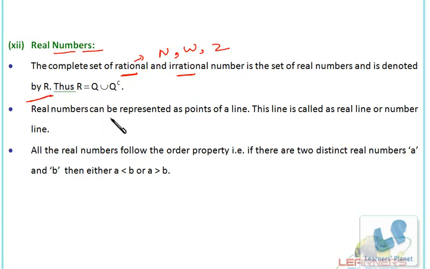Now real numbers can be represented as points on a line, and we call it a real line or number line, right? All the real numbers follow the order property: if there are two distinct real numbers A and B, then either A is less than B or A is greater than B. It's but obvious. Two distinct real numbers are never the same. Either one is greater or the other is greater, right? That means either A is greater than B or A is less than B.